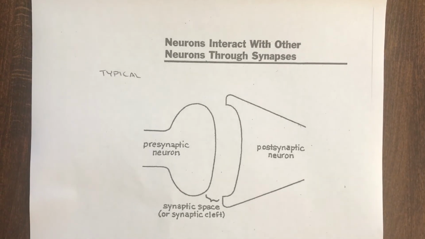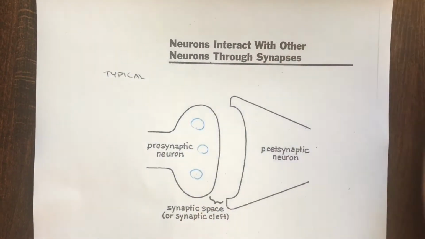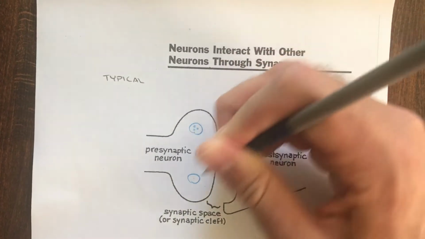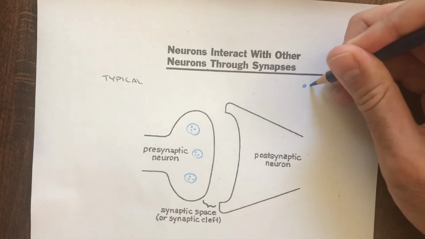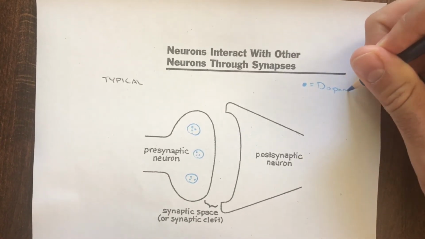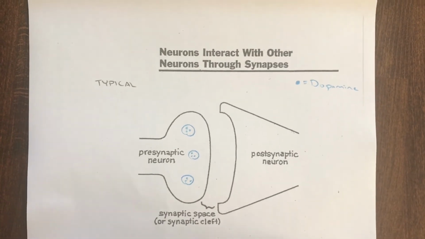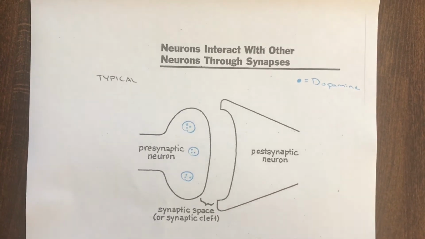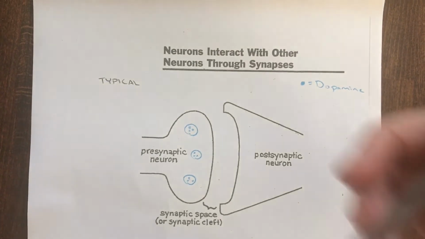Basically, we start out and we have these synaptic vesicles, and their job is to store neurotransmitter. In this example, the neurotransmitter is going to be a very specific neurotransmitter called dopamine. Maybe you've heard of dopamine before, but dopamine is a neurotransmitter associated with feelings of pleasure and joy.